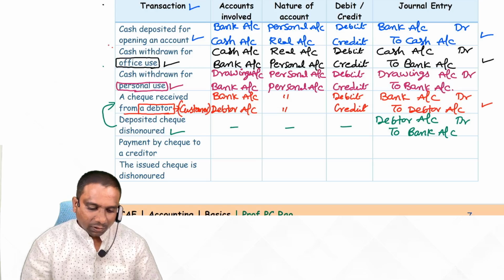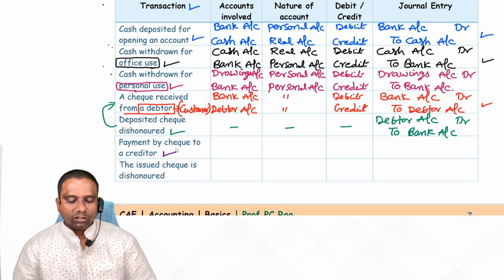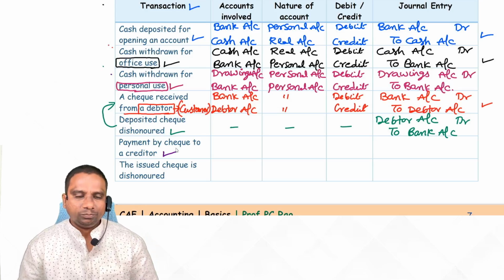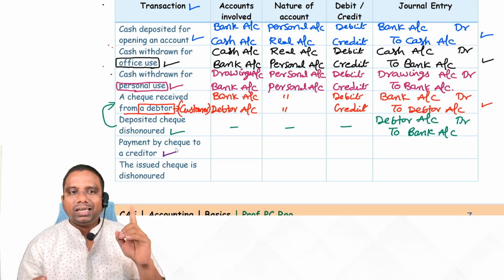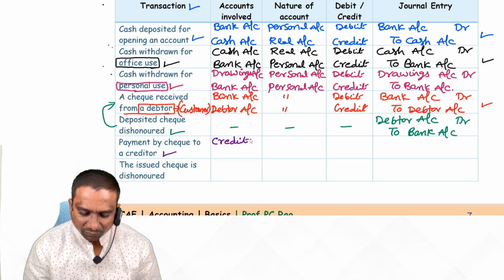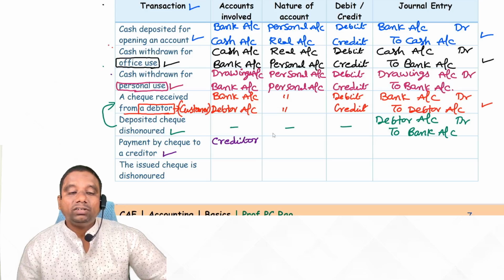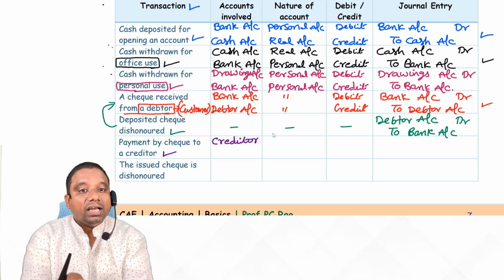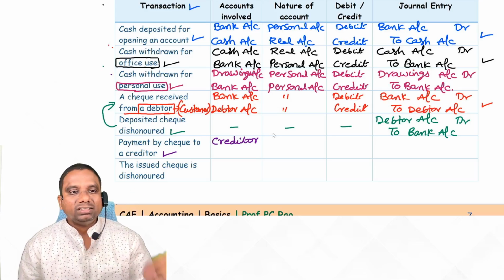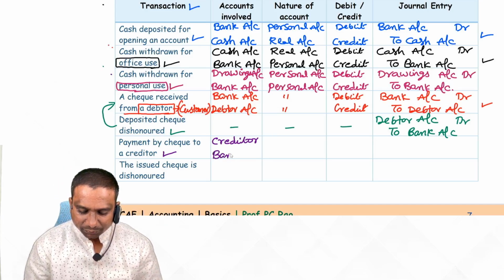Next important aspect. Payment by check to a creditor. That means we have paid an amount to the creditor. Who is the receiver? Creditor is the receiver. Yes or no? Who is the giver? We are not giving cash directly. We are giving cash to the bank. That means indirectly, who is the giver? Bank is the giver. So bank account.